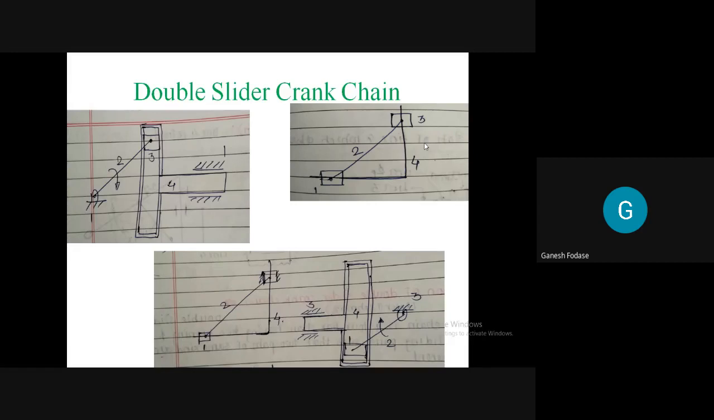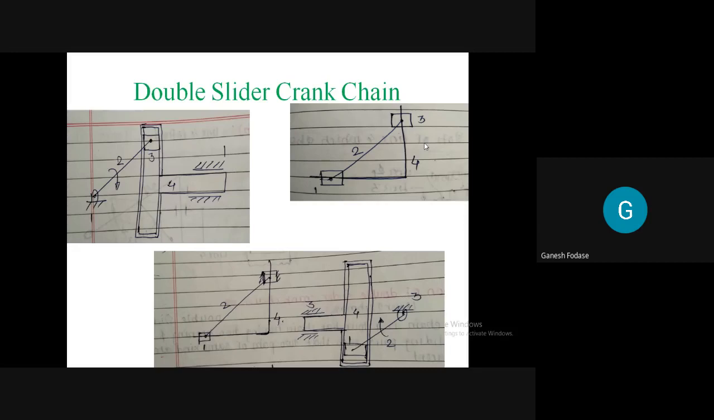1 and 3 is what? It represents what? 1 and 3 are both sliders. Actually, when I say 1 and 3, both are sliders. 2 is the connecting link, and 2 forms which pair with 1 and 3, both sliders? Turning pair. The fourth one is a guide, we can say, on which the sliders are reciprocating. So link number 4 is forming a sliding pair with respect to links 1 and 3.